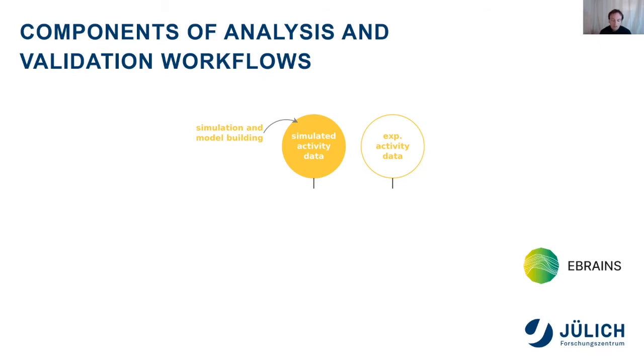In the following, let me guide you through a typical validation and analysis process and the tools that are developed for this in the context of eBrains. We start with simulated activity data and experimental activity data, and the first thing we need to do is define a common data model that allows us to jointly analyze and compare these different inputs.